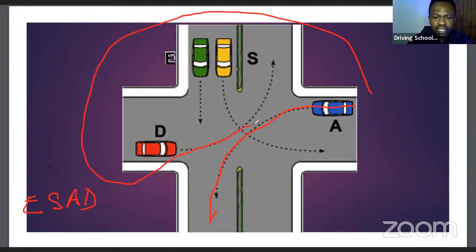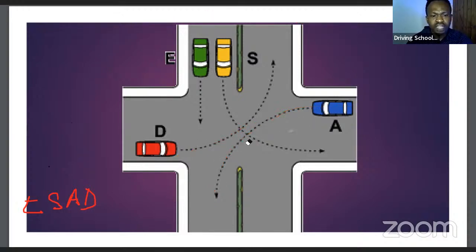So vehicle A is having all the vehicles at its right hand. You understand? All the vehicles at its right hand, except one, which is vehicle D, because the trajectory of vehicle D and the trajectory of vehicle A are not intersecting. So vehicle A is having vehicle S and E at its right hand. Then look at vehicle S.